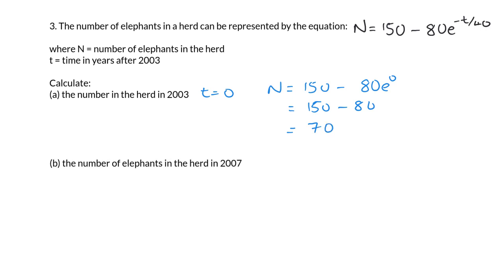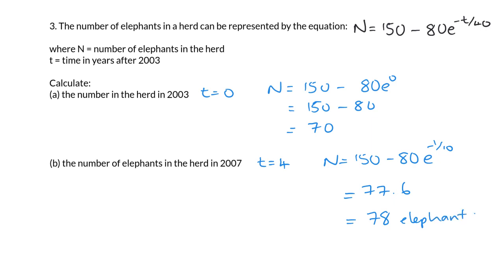Part B, the number of elephants in the herd in 2007. That's when t is 4. So 150 minus 80 e to the power of minus 4 over 40. So that's minus a tenth. On our calculator, we'll get 77.6. It's elephants we're talking about, so I'm going to say there's 78 elephants.